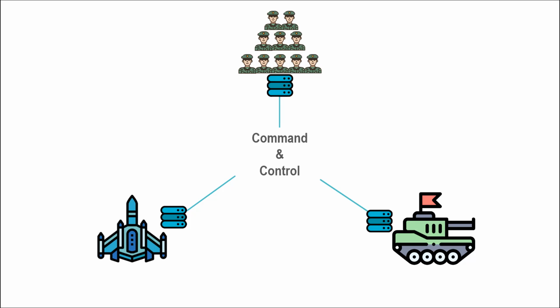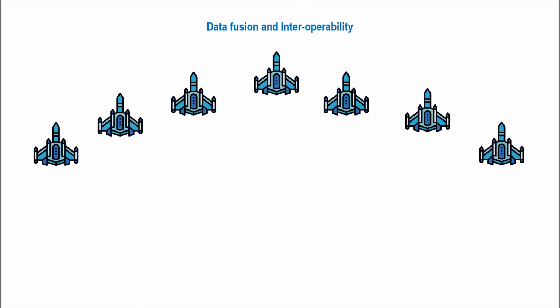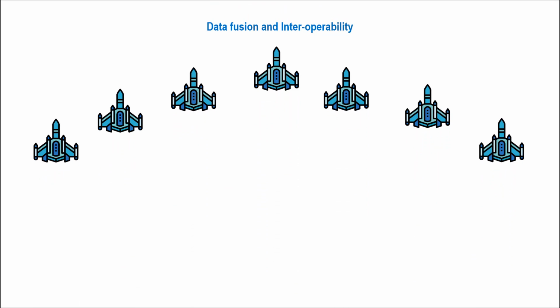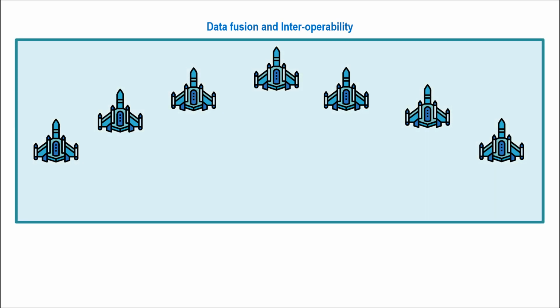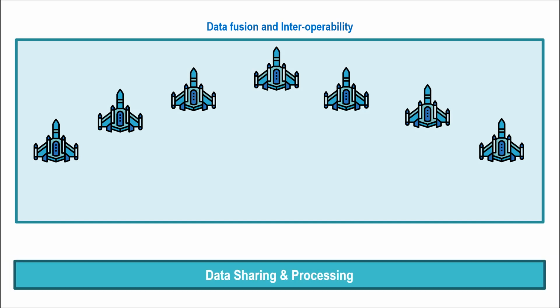Next use case we are going to see is data fusion and interoperability. This use case will fit in any scenario where we have to operate as a team. For example, let's consider a squadron of fighter jets. Each squadron will have around 12 to 24 fighter jets, and each of the jets will have its own radar and sensor. Instead of operating as individual jets, if all jets in a formation act together by sharing the information collected by sensor of each of the jets, the scope of operation will be effective.